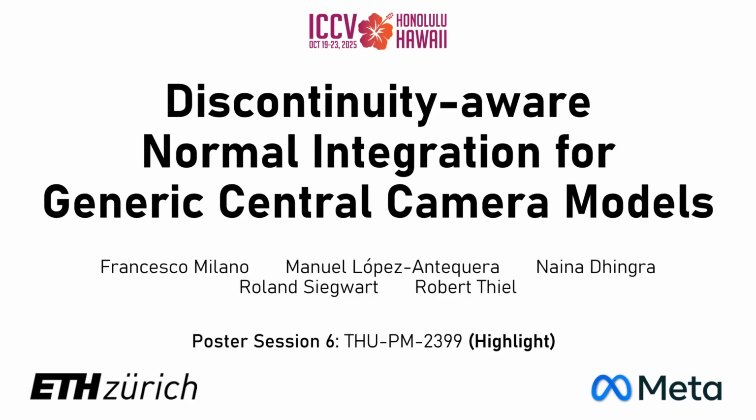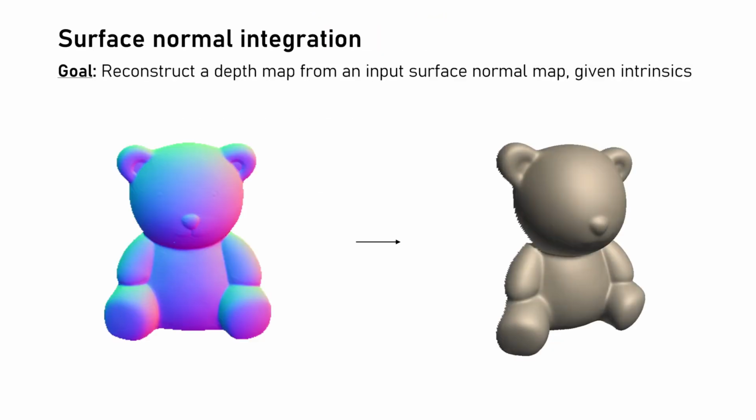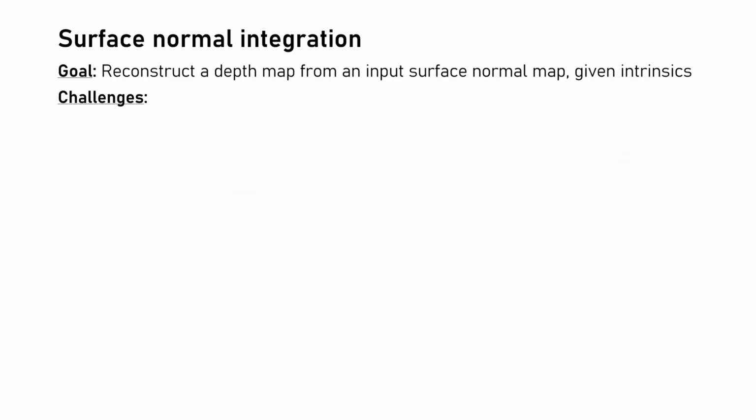Hi, we present our work Discontinuity-aware Normal Integration for generic central camera models. Our work focuses on surface normal integration, where given an input normal map and camera intrinsics, the goal is to reconstruct a surface in the form of a depth map. Over the years, multiple solutions have been proposed. However, a number of challenges remain.